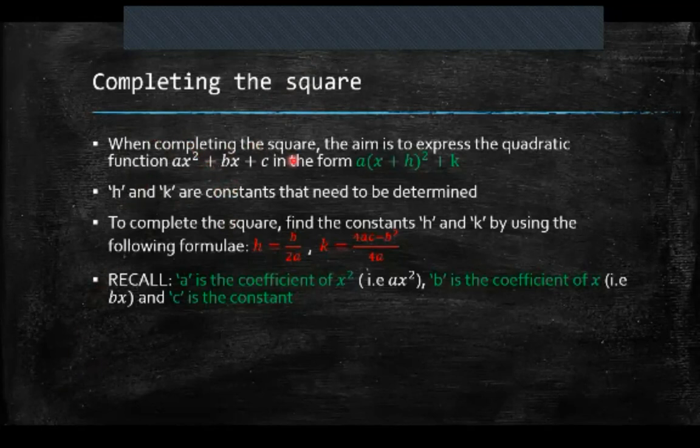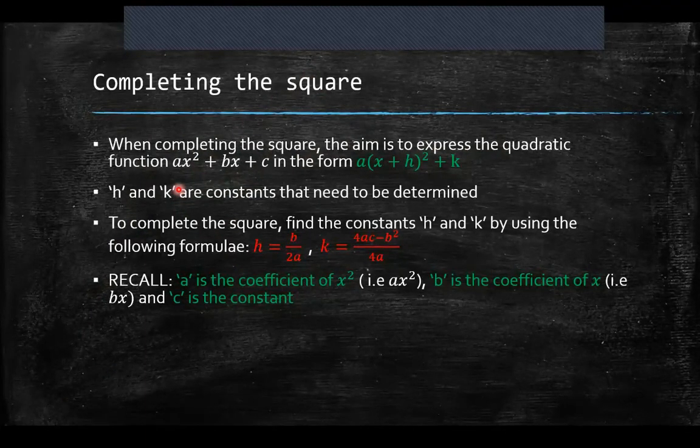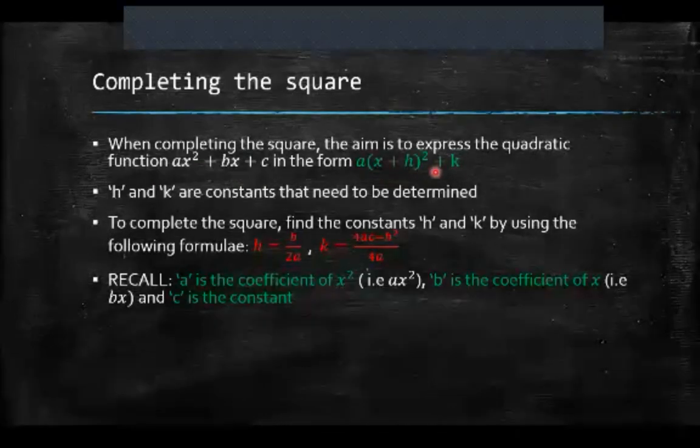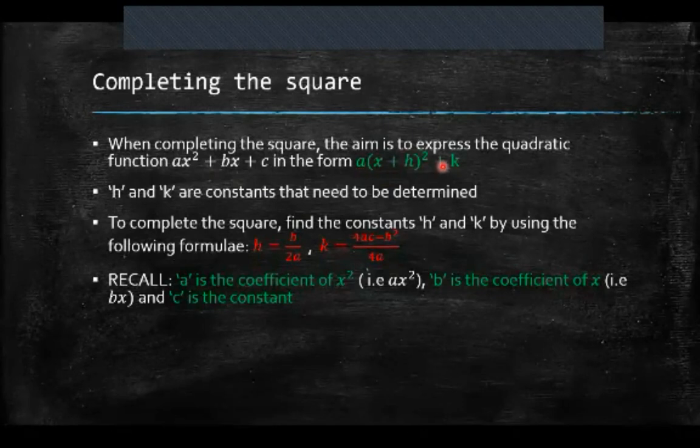Completing the square. When completing the square, the aim is to express the quadratic function ax squared plus bx plus c. So I need you to remember, I don't think you were here when I did quadratics, but this here, ax squared plus bx plus c, that's the quadratic form. And what you want to do is express the quadratic form into this form. And this form is known as the completed square form, right? That's the whole purpose of completing the square, to write the quadratic form in this form. This form is known as the completed square form.